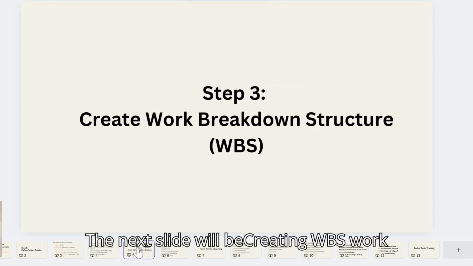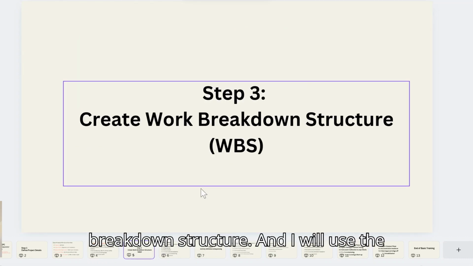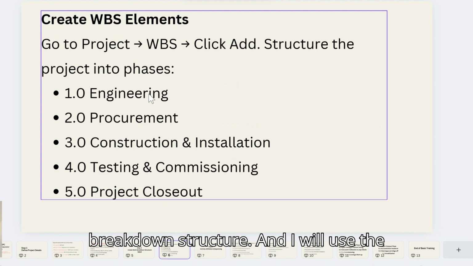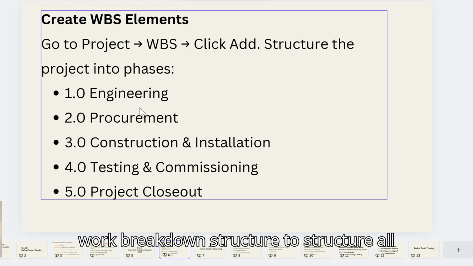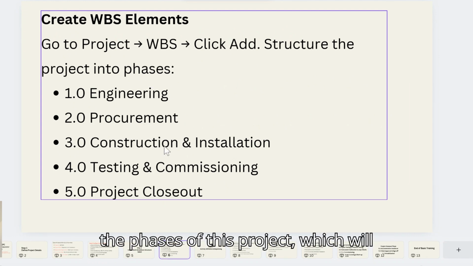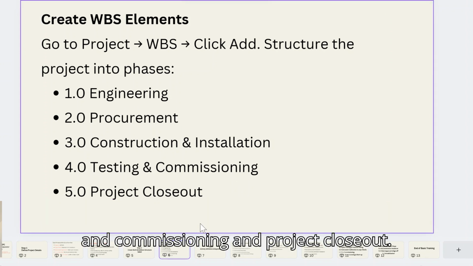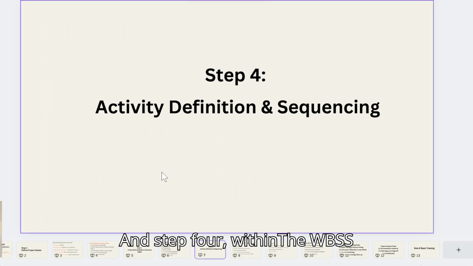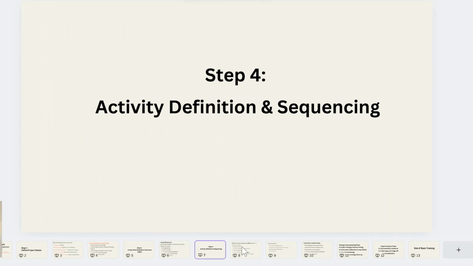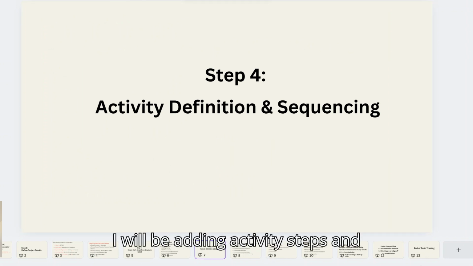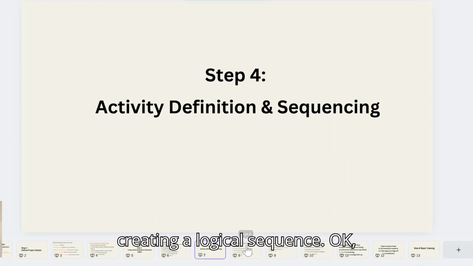The next slide will be creating the WBS, work breakdown structure. I will use the work breakdown structure to structure all the phases of this project, which will include engineering, procurement, construction and installation, testing and commissioning, and project closeout. And step four, within the WBSs, I will be adding activity steps and creating a logical sequence.